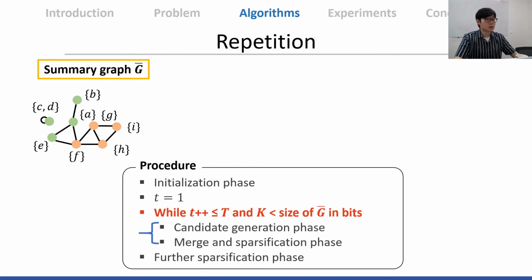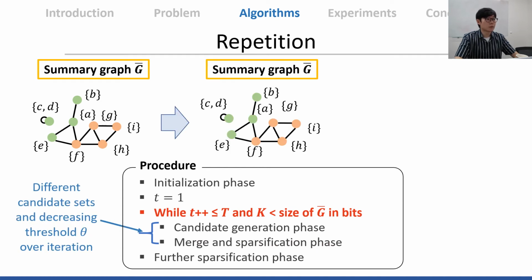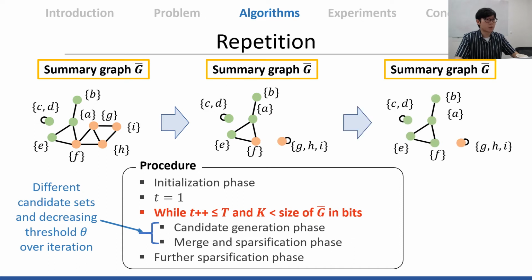This merge and sparsification phase is repeated for every candidate set. After that, SSumM repeats the candidate generation phase and the merge and sparsification phase until the size in bits of the summary graph becomes smaller than the desired size k. The candidate set generation is a randomized process, and in each iteration, we obtain different candidate sets. Inspired by simulated annealing, we decrease the threshold zeta over iterations, balancing the exploration of the current candidate sets and exploration of new candidate sets.